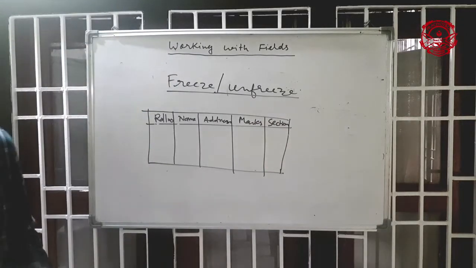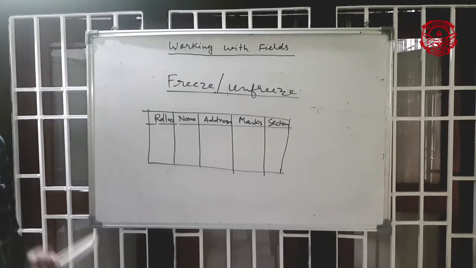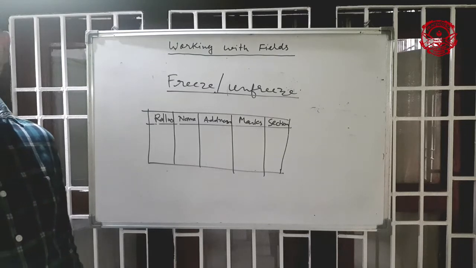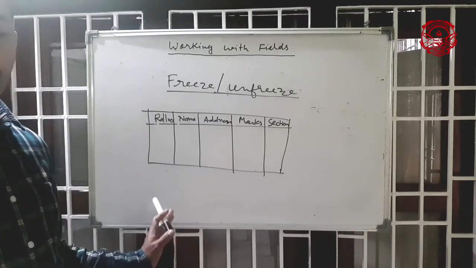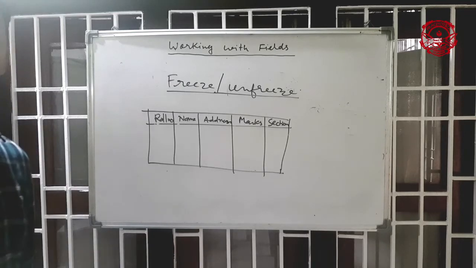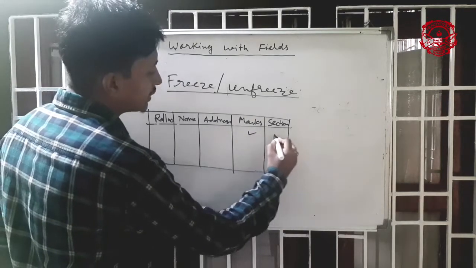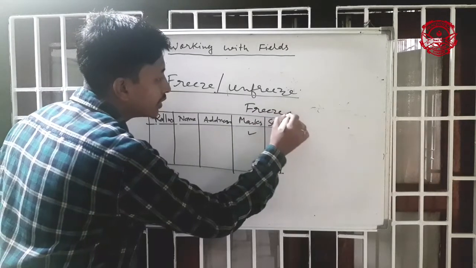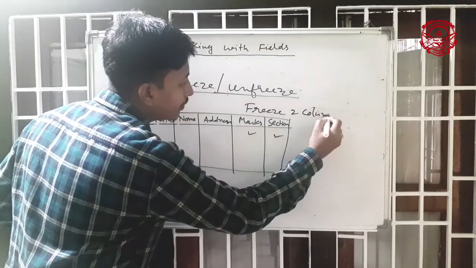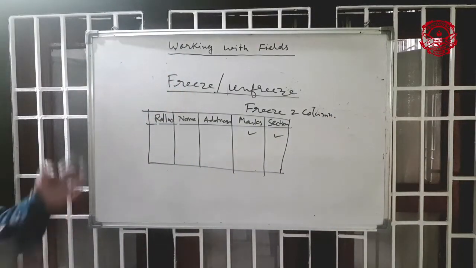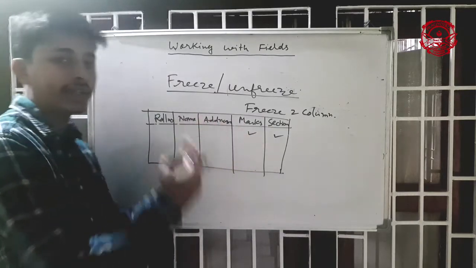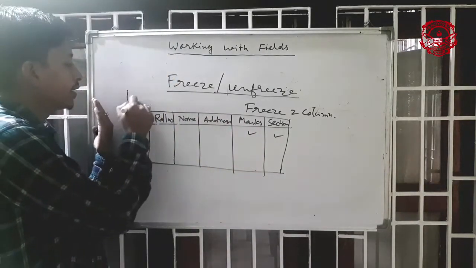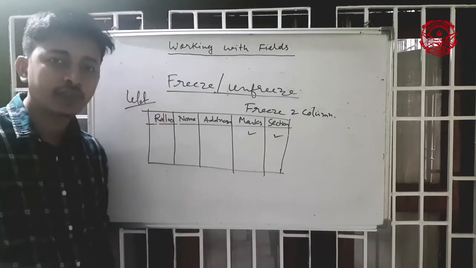Now see, first I want to again say what is freeze. Freeze means you can freeze one or more of the columns of a data sheet so that they become the leftmost column and visible at all times, no matter where you scroll. Sometimes it requires that marks and section should be displayed every time. So that's why you want to freeze these two columns. You can freeze them and they are always visible in the leftmost column.